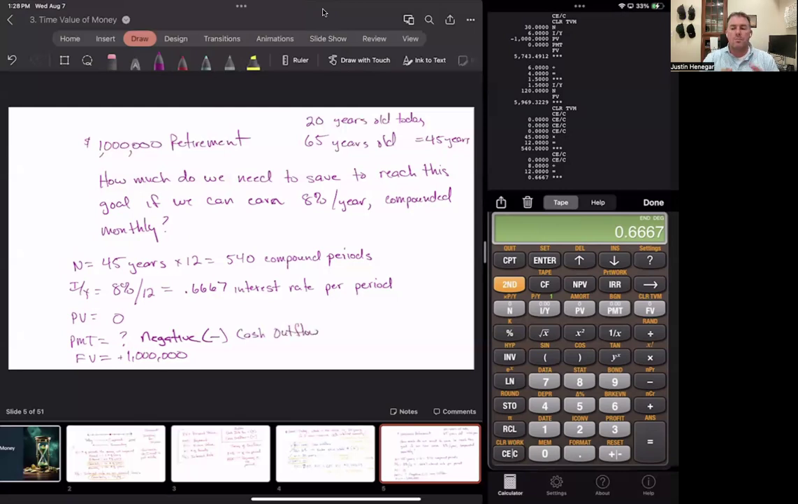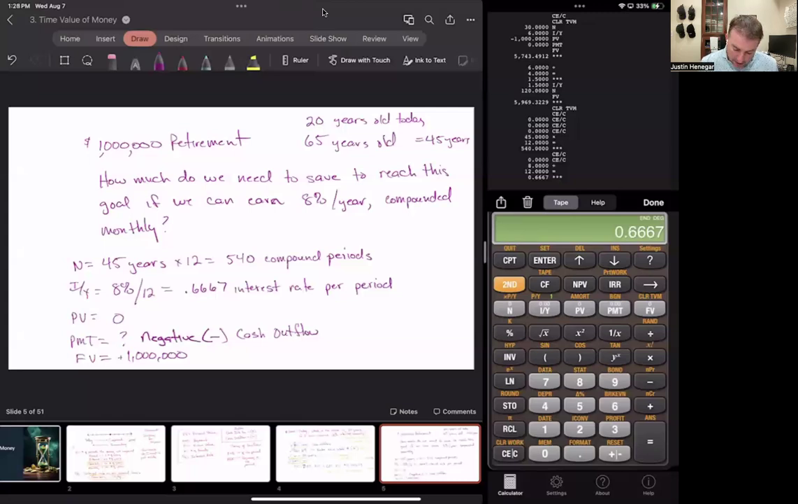Why? Well, because remember, we're putting that money aside into this investment each month. So the money is leaving our pocket and going into the investment. Okay, so we should expect a negative number. All right. Okay, so now that we have all of our inputs, let's go ahead and put them in our calculator.